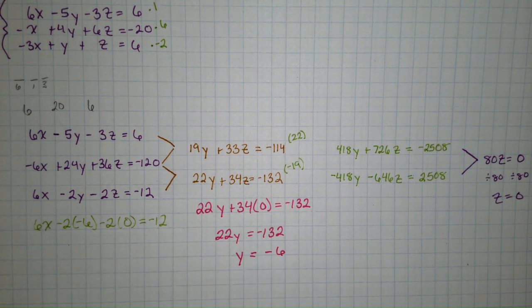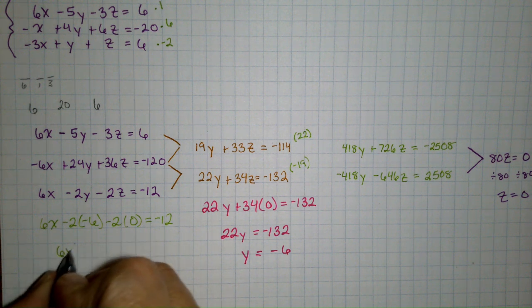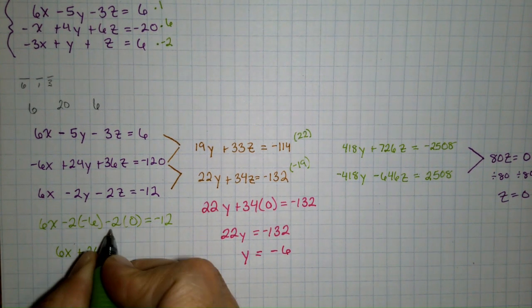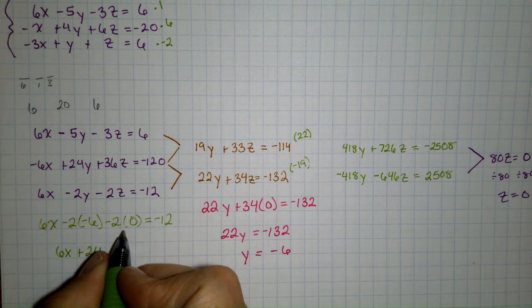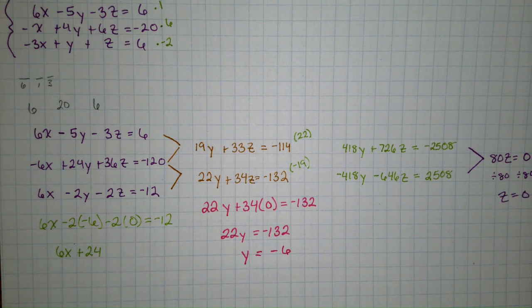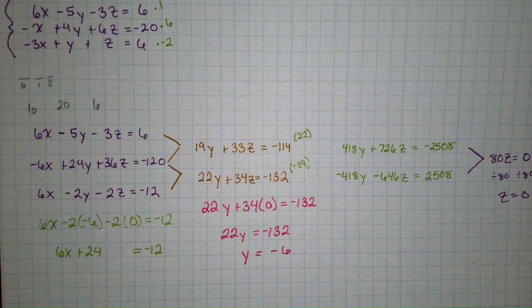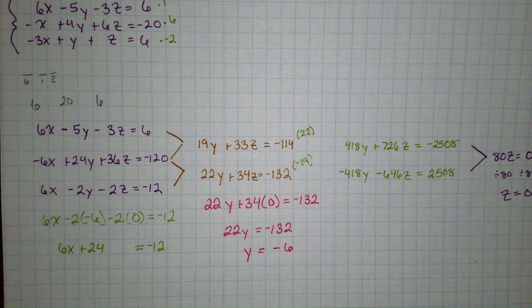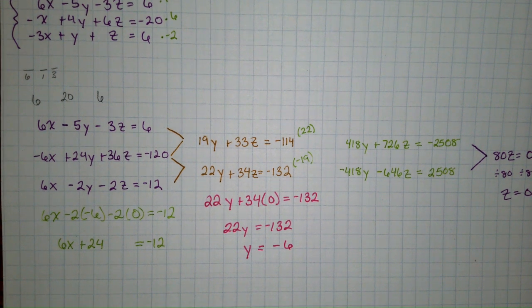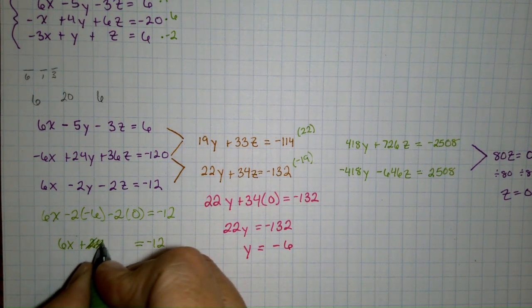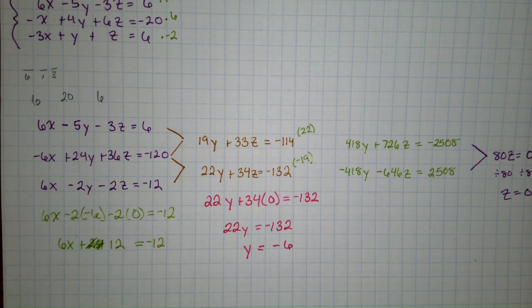So that gives us 6x plus 24. This is minus 0, so I'm not going to write it because minus 0, it's a little extra ink. I have the ink, but why do it? I was getting ahead of myself. That's just 12. 6x plus 12. I was one step ahead.